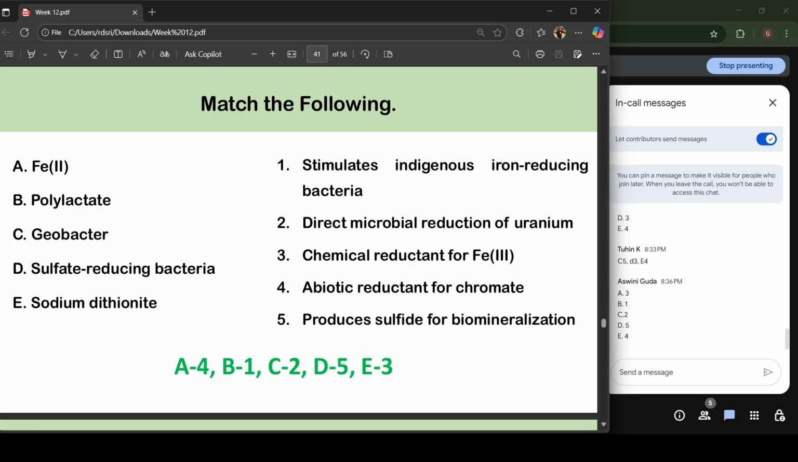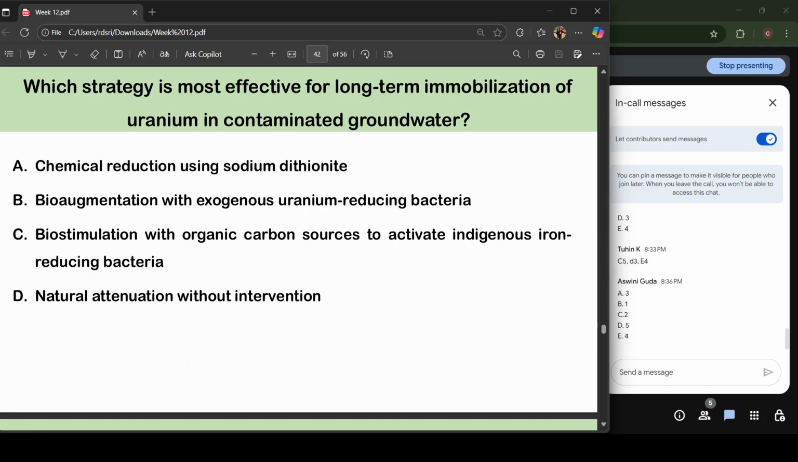And then we have polylactate, which stimulates indigenous iron reducing bacteria. And we have iron in its 2+ oxidation state, which is the abiotic reductant for chromate. So Fe2+ is not the chemical reductant for Fe3+, it's sodium dithionite. Whereas Fe2+ acts as the abiotic reductant for chromate. So this matches more, and that will be the right answer.